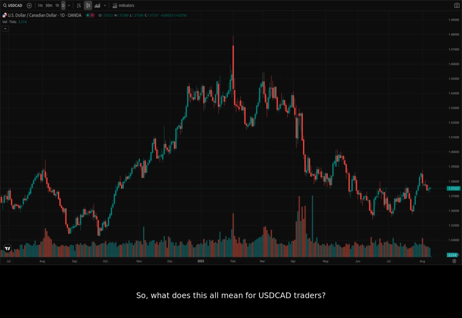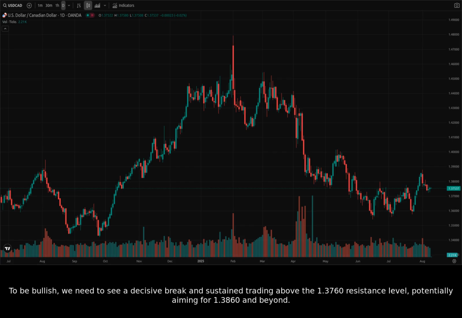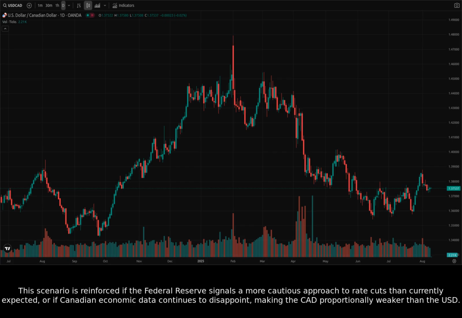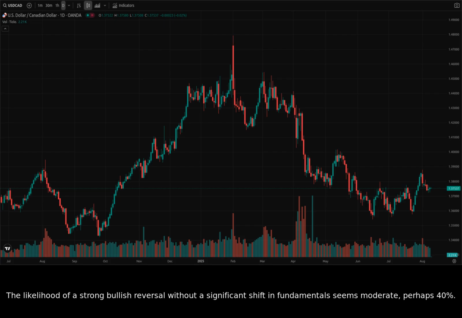So, what does this all mean for USDCAD traders? Let's recap the key price levels and potential scenarios. The critical level to watch in the immediate term is 1.3720. Its breach could dictate the short-term direction. To be bullish, we need to see a decisive break and sustained trading above the 1.3760 resistance level, potentially aiming for 1.3860 and beyond. This scenario is reinforced if the Federal Reserve signals a more cautious approach to rate cuts than currently expected, or if Canadian economic data continues to disappoint, making the CAD proportionally weaker than the USD. The likelihood of a strong bullish reversal without a significant shift in fundamentals seems moderate, perhaps 40%.